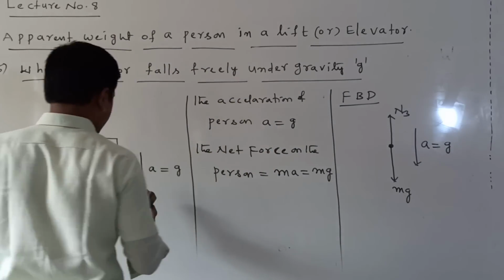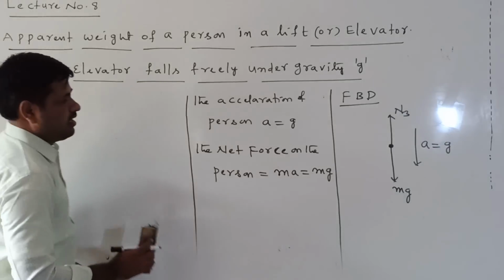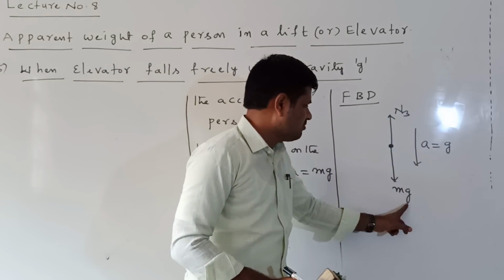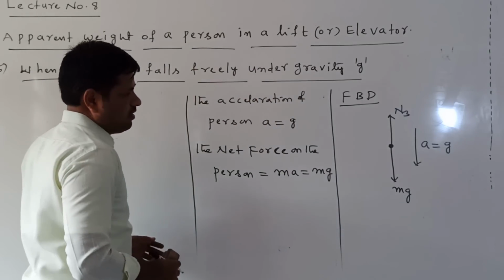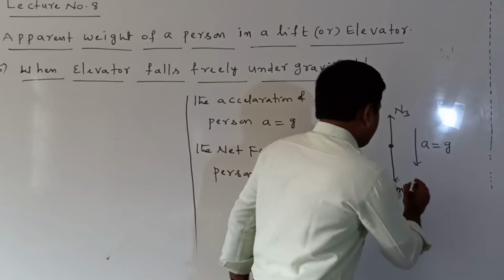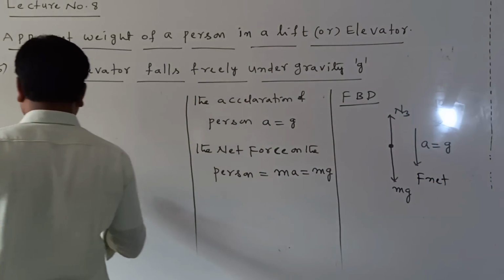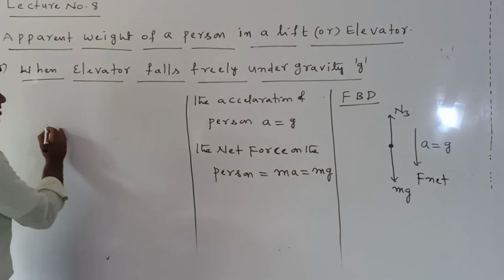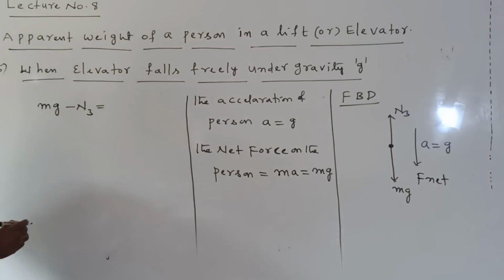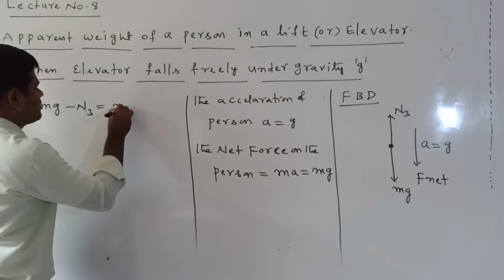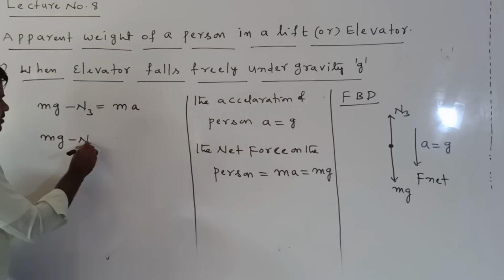Now in this case how do we write the equation? Is mg larger or is N3 larger? mg is larger because acceleration is acting in the downward direction, and acceleration in the downward direction means the net force is also acting downward. So mg minus N3 is equal to the net force, and net force is equal to ma. So mg minus N3 is equal to ma.